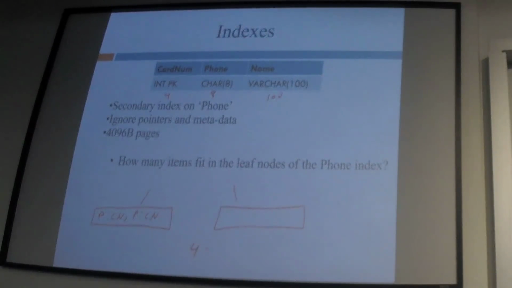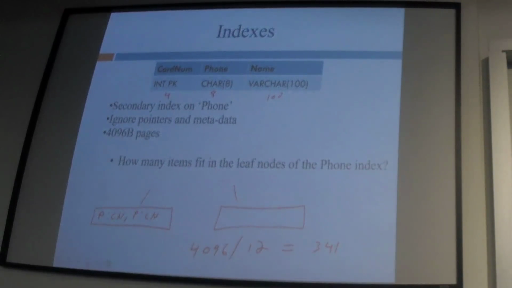341. 4096 divided by 12, 8 plus 4, equals 341. So it's 341 point something, but you don't ever put a partial thing in one page and have it span pages. So if there wasn't a secondary index, the leaf node would be all 3 elements.